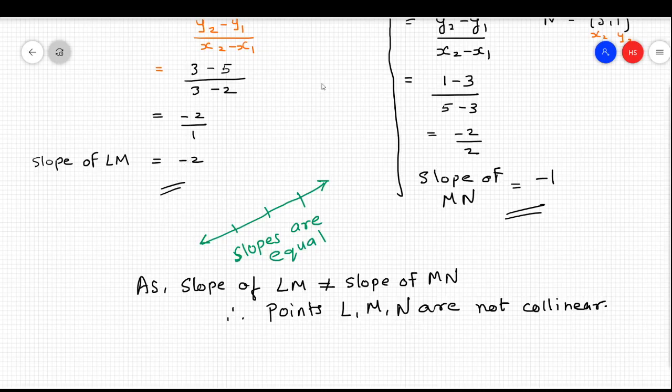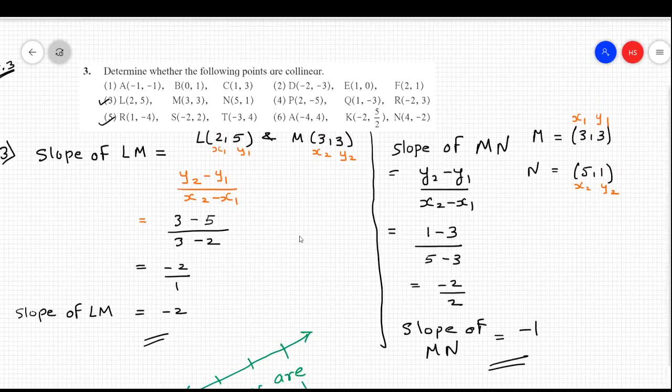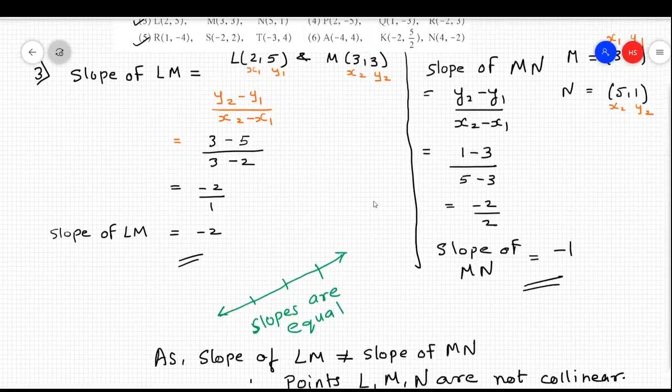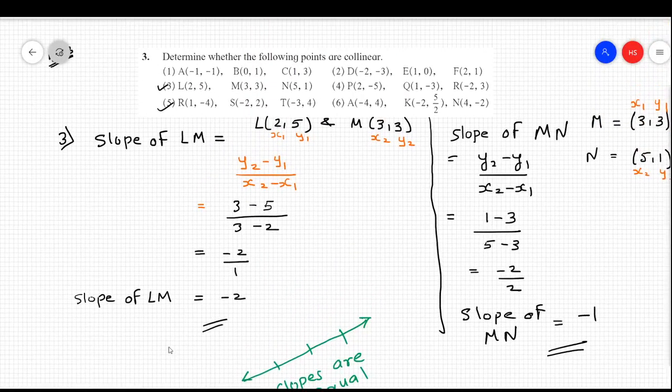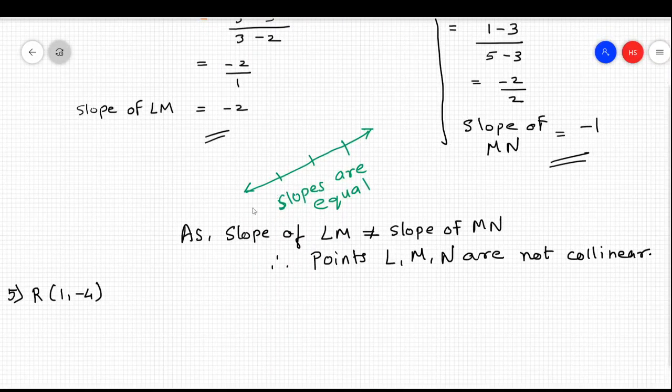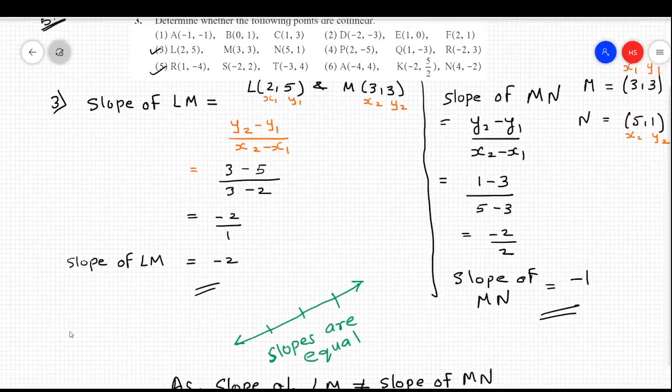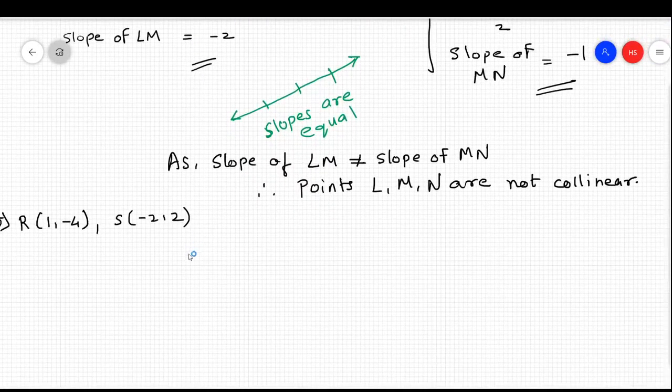Okay, one more I am taking from this. So let us take this one. R, fifth one. R(1, -4), S(-2, 2) and T(-3, 4). So let me try to copy these values first. What is the first one? R is (1, -4). What is the second one? S is (-2, 2). What is the third one? T is (-3, 4). So these 3 points are given.